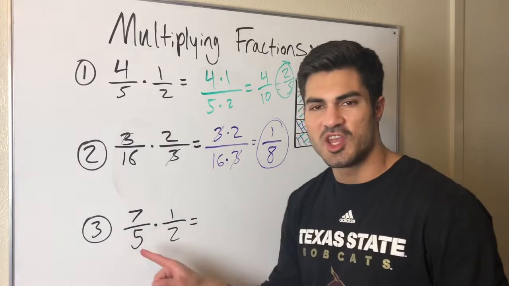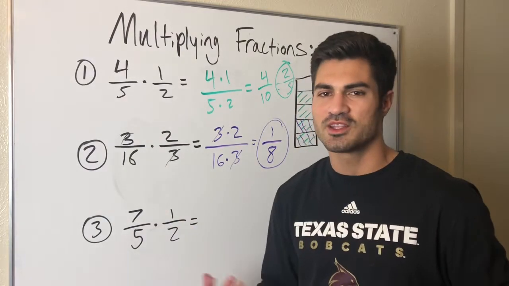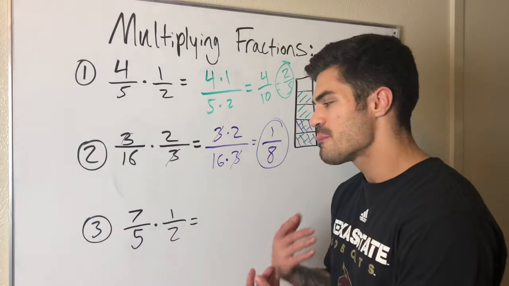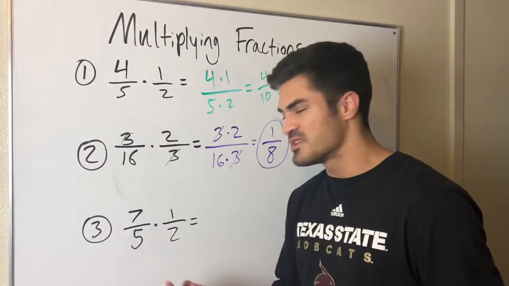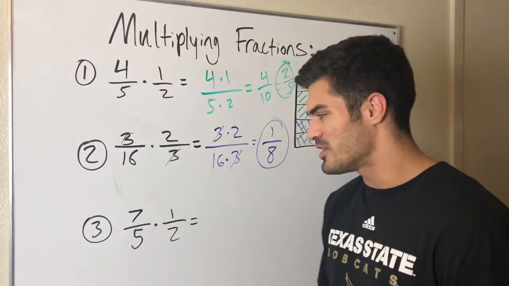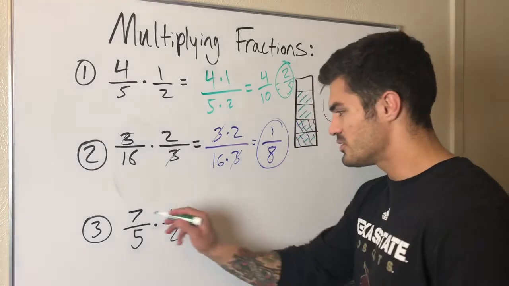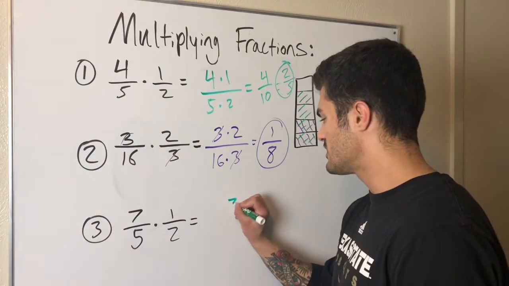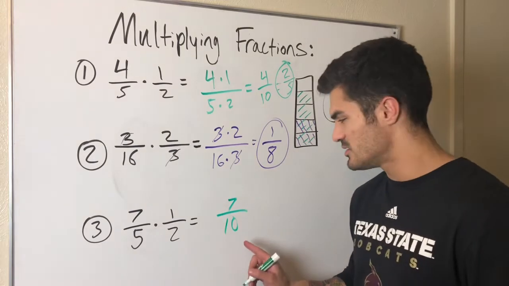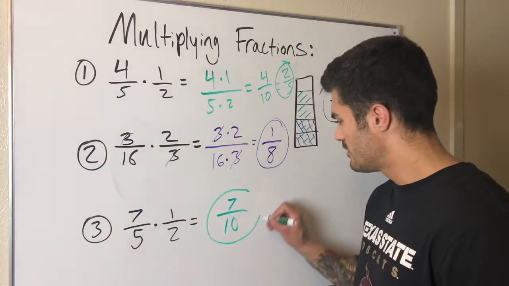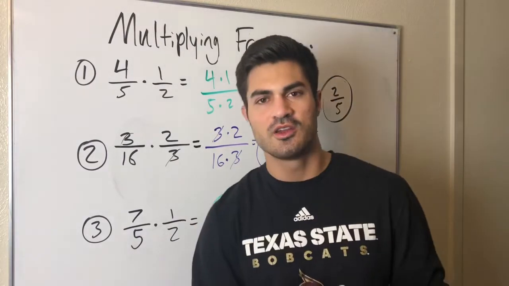So let's look at this example. In this case, we have an improper fraction, which means it's a fraction that's greater than 1. I gave this example just to see how it is different with an improper fraction. And the answer is it's not different at all. It's still the exact same process. We multiply the top across and then multiply the bottom. So 7 times 1 gives us 7, over 5 times 2, 10. Can we simplify this? No, right? It's that simple. Even with an improper fraction, you just multiply across like that.